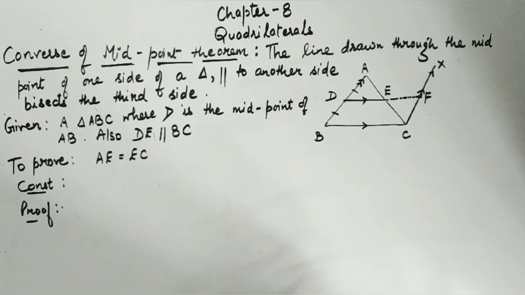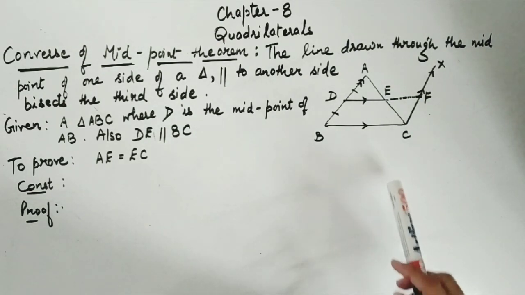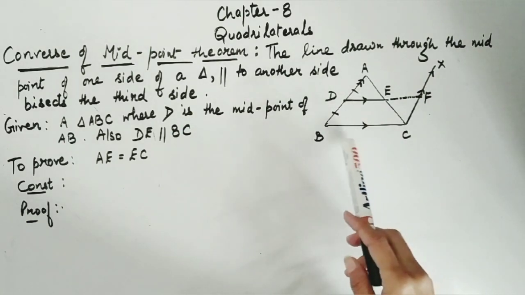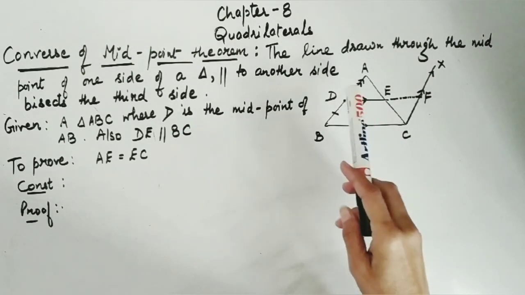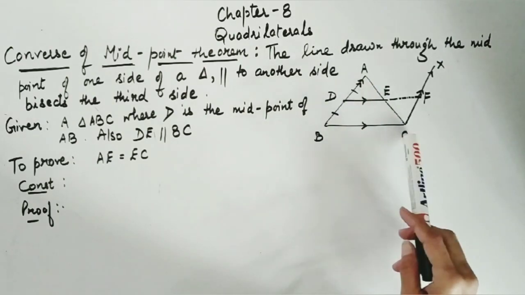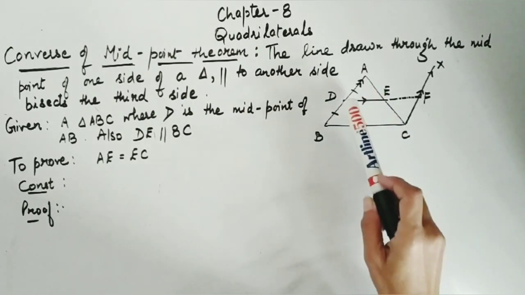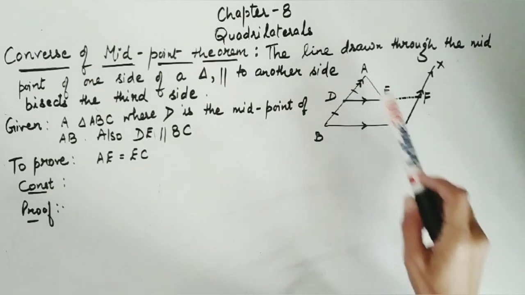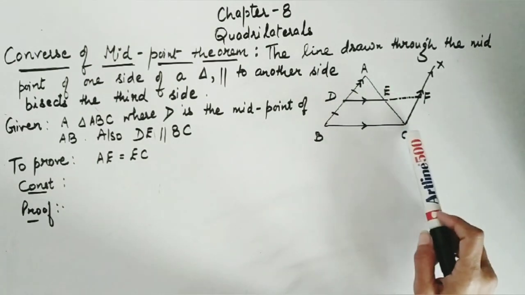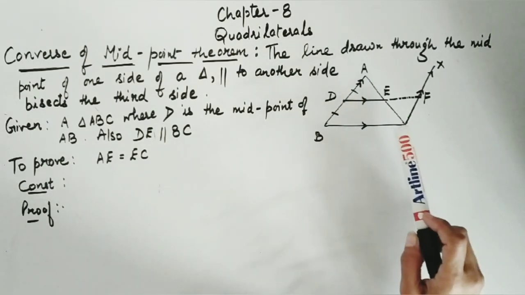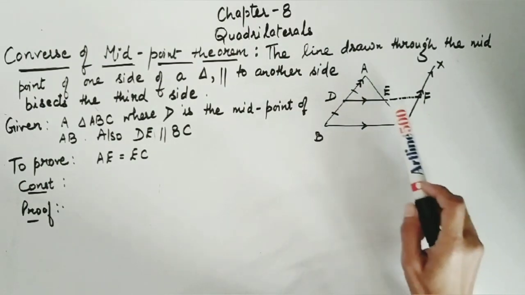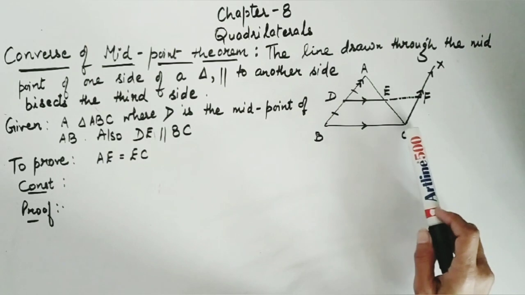Let us now discuss the converse of the midpoint theorem. Here the statement says: the line drawn through the midpoint of one side of a triangle, which is parallel to another side, bisects the third side. So here, if you see, there is a triangle ABC. D is the midpoint of AB, and E is another point on AC. DE is parallel to BC. This much information is given. We are asked to prove that E is also the midpoint of AC.